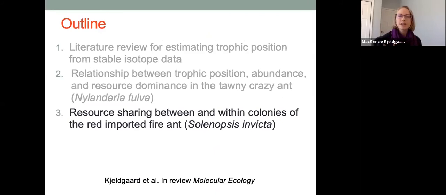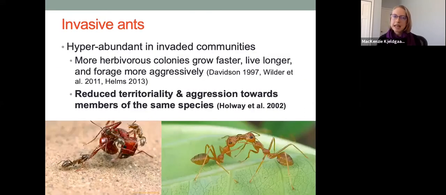Okay, so now shifting focus from Tawny Crazy Ants to the red imported fire ant. As I mentioned at the beginning, one factor that may promote the abundance of invasive ant species is their proclivity towards intraspecific cooperation. So by avoiding these costly competitive interactions and cooperating with each other, it's thought that many invasive ant species are able to reach a greater abundance.